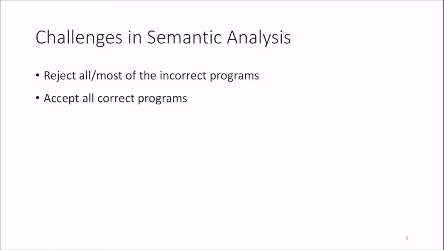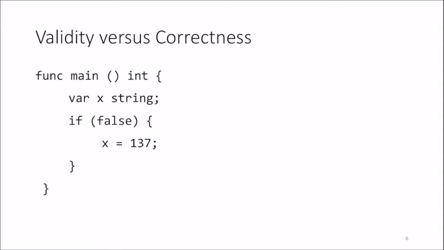We want to be able to reject all or most of incorrect programs. Sometimes it may not be possible for certain programming languages to reject all incorrect programs that are semantically invalid, in which case we want to do the best job we can in the compiler. We definitely do want to accept all correct programs and not raise an error. If there is no semantic error, we should not incorrectly say that there is an error. That would be bad. There's some nuances in semantic analysis. We can get those out of the way so that we know that we're not discussing these cases in the rest of this lecture.